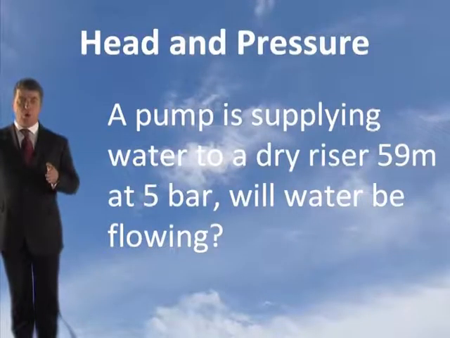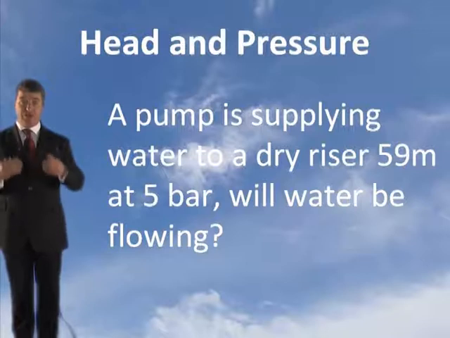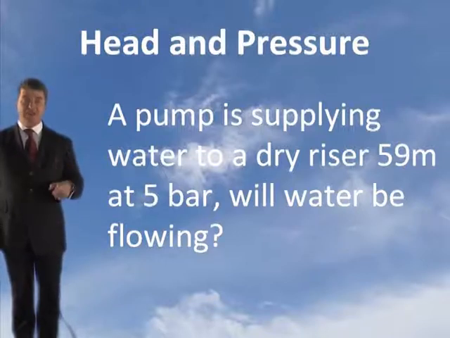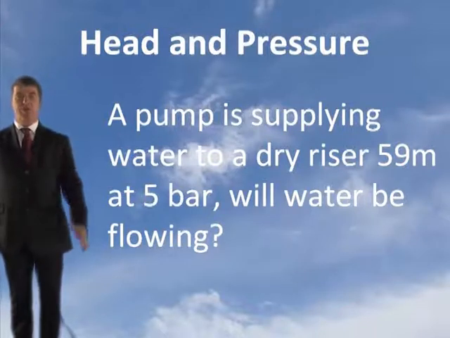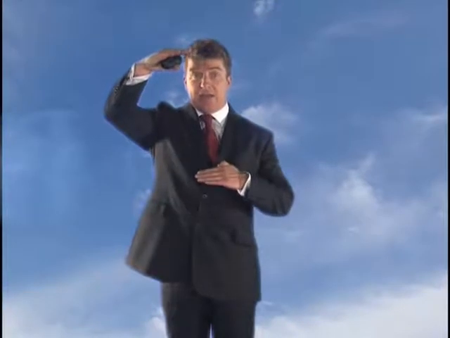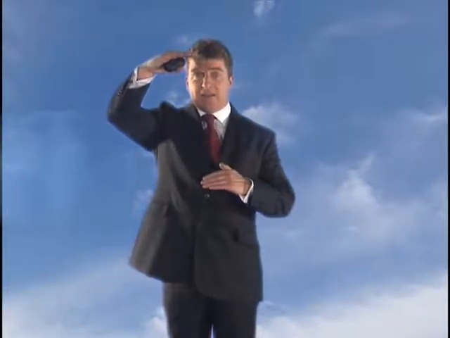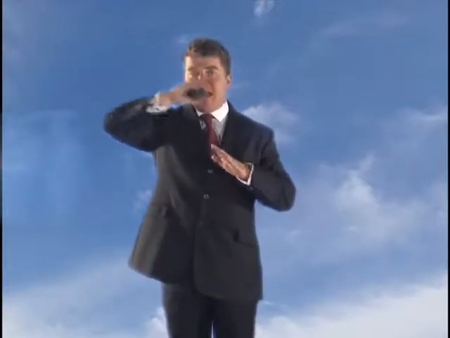Let's do another example. A pump is supplying water to a dry riser in a building 59 metres high at 5 bar. Will water be flowing? So if you've got a dry riser 59 metres high, and the pump is showing 5 bar, ignoring frictional loss, just ignore that for the principle of this.